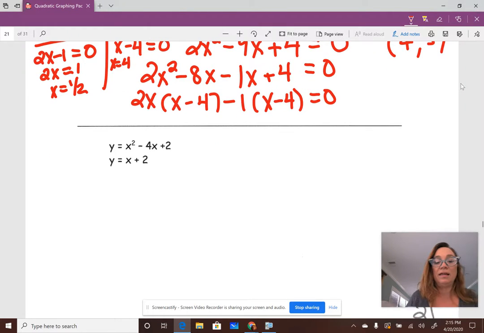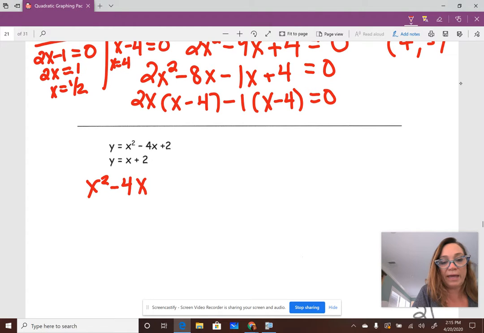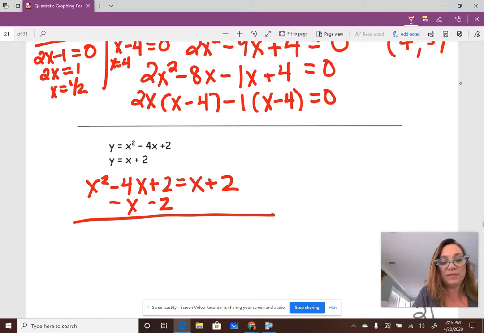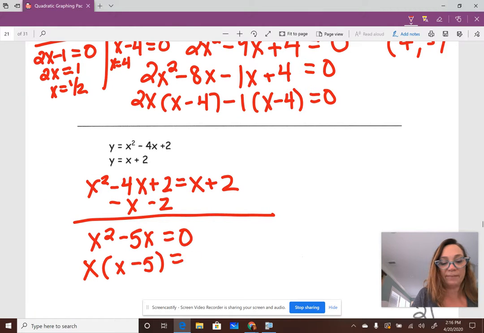Okay, so same idea. I'm going to set these equal to each other because they're both set equal to y. I'm going to move that in the hopes that I can factor this. Oh, that should be 5. I almost subtracted wrong. Let me erase that. That would not have been good. Okay. Minus 5x equals 0. If the constant term is missing, you have to do GCF factoring.